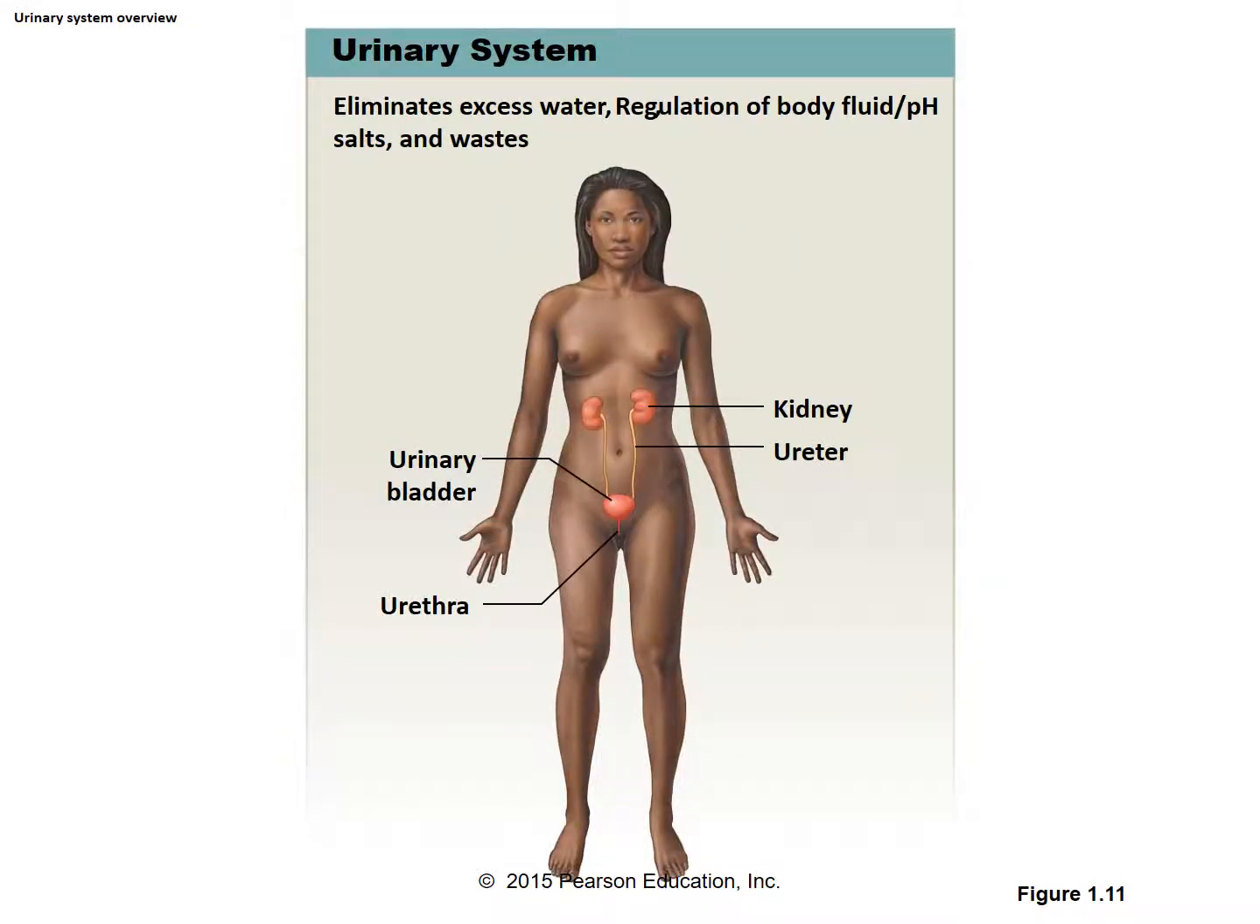The urinary system seems small and almost trivial, but it's actually very important in eliminating excess water and regulating the body fluid and pH levels of our body, as well as salts and eliminating waste. It is a filtration system for our blood, and it runs through the kidneys, and the kidneys are going to produce urine that is then stored in the urinary bladder and excreted through the urethra.